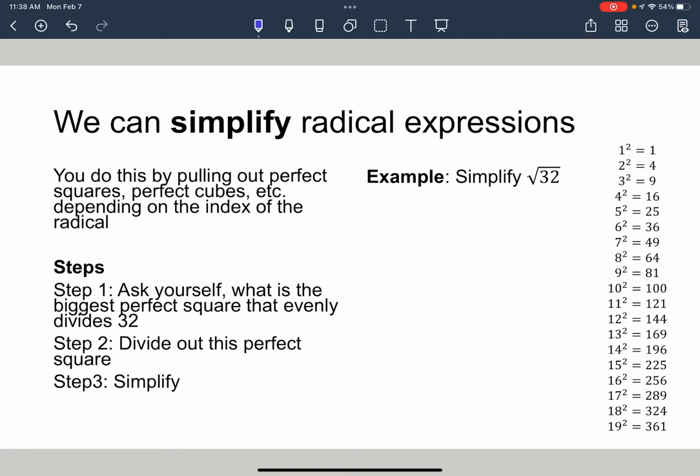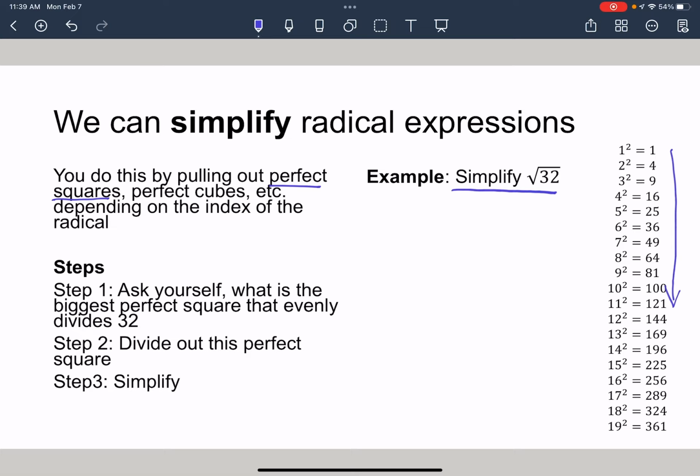So here we're given the square root of 32 and we're asked to simplify it. 32, as you know, if you look down the list, is not a perfect square. So we can't just take the square root and have a number in place of the square root of 32. But what you can do is pull out perfect squares or cubes or whatever you have depending on the radical. Here we're working with square roots, so we're going to see if there are any perfect squares that will evenly divide 32. This is kind of like finding the GCF in some ways.